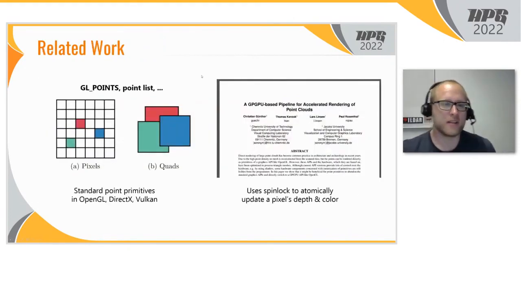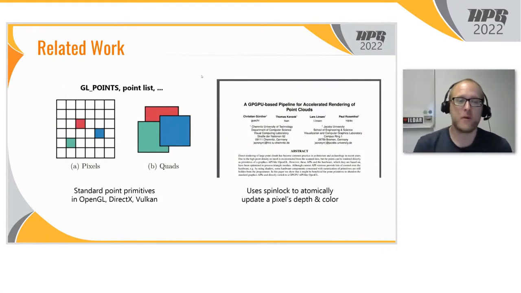So let's take a look at the related work here. First of all, if you're trying to do fast rasterization of points, you might want to take a look at native point primitives like GL points, point list, and so on in OpenGL, DirectX, and Vulkan. In DirectX, it will produce pixel-sized points, and in OpenGL and Vulkan, you can even create sized quads here. The problem with those is that they are largely built on top of the triangle-oriented hardware and rendering pipeline.